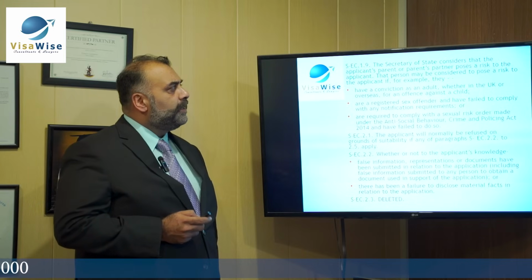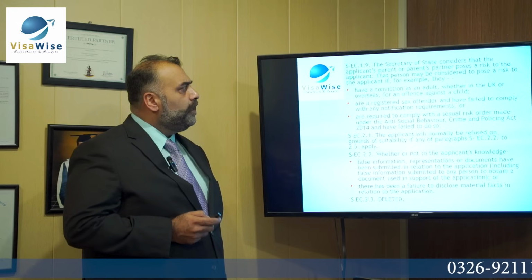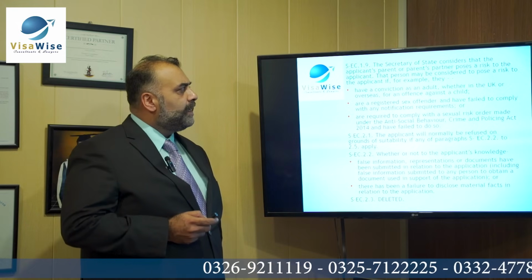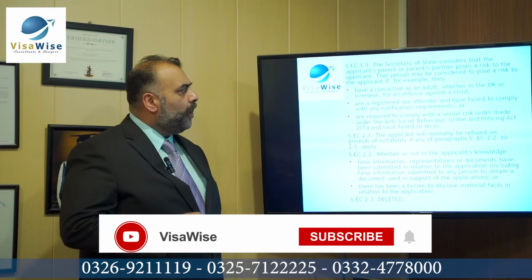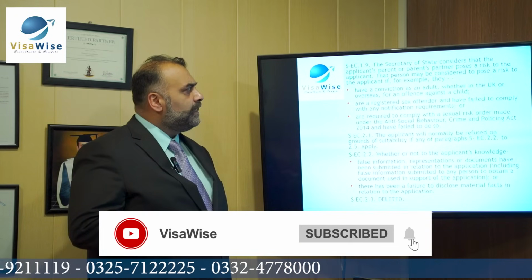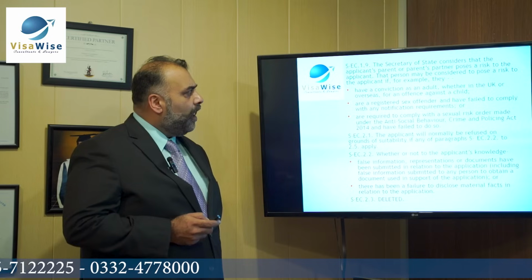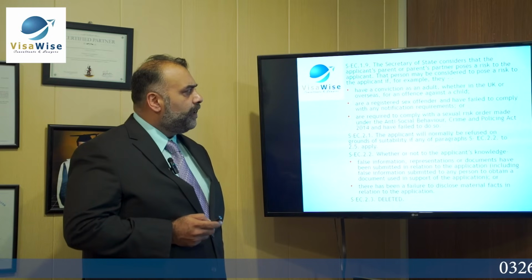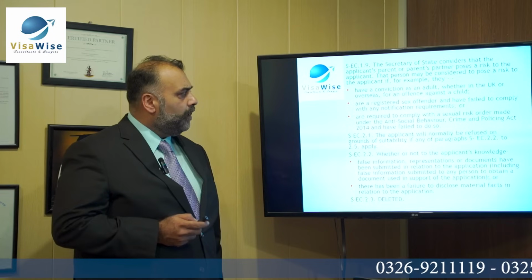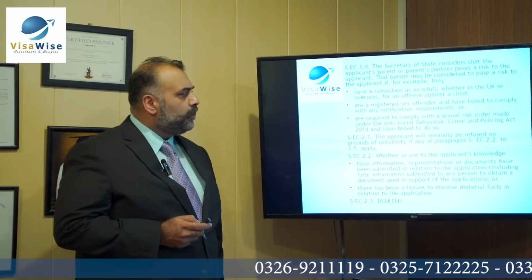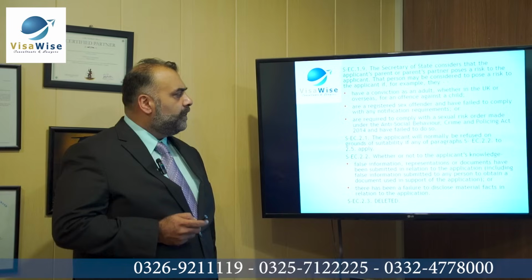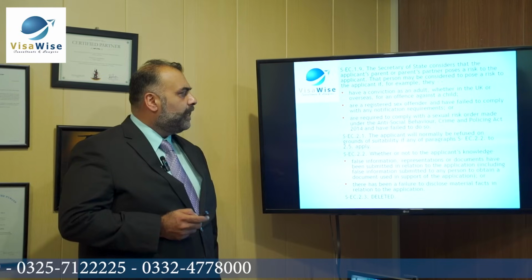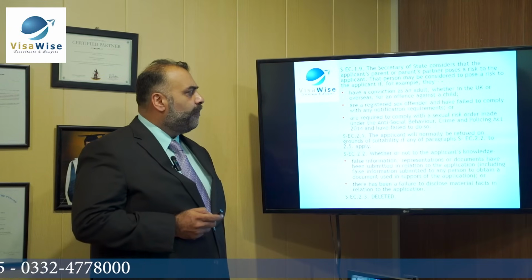That person may be considered to pose a risk to the applicant if, for example, they have a conviction as an adult, whether in the UK or overseas, for an offence against a child, are a registered sex offender and have failed to comply with any notification requirements, or are required to comply with a sexual risk order made under the Anti-Social Behavior, Crime and Policing Act 2014 and have failed to do so.